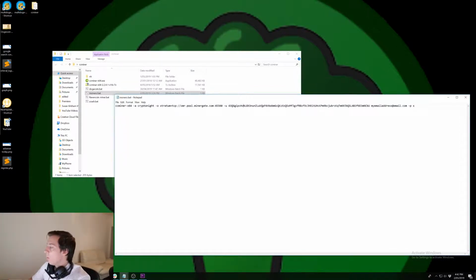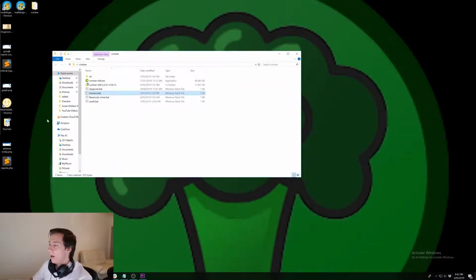Then here, what we've got is the address that we're mining to. Now, if you don't have an address, we're going to talk about how you can get a wallet in a second and then generate an address to mine to. And then also you're just going to want to put your email address in, and that is everything. So once you've done that, save this file as a batch file, and then all you have to do is double click this batch file and it will run and you will start mining Monero.